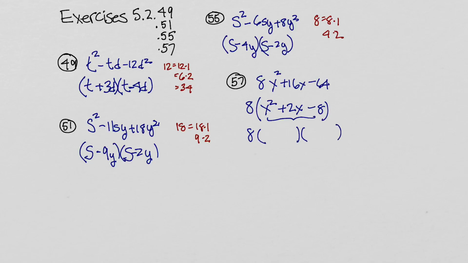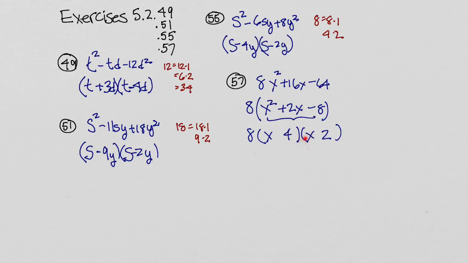Two sets of parentheses. Let's go with an x and an x. Now with that 8, I can use an 8 and a 1. I can't get a 2 out of that, but a 4 and a 2? 4 and a 2 looks like it'll work. So let's go with a 4 and a 2. And because this 8 is negative, the 4 and the 2 have opposite signs. I'm going to put that middle plus sign with the bigger of the two products.